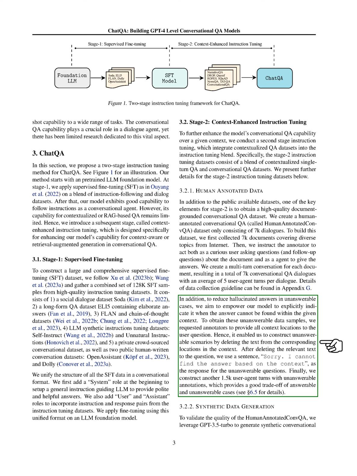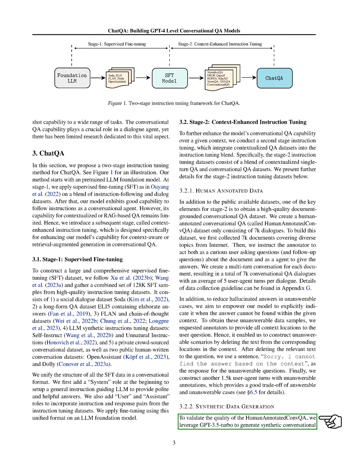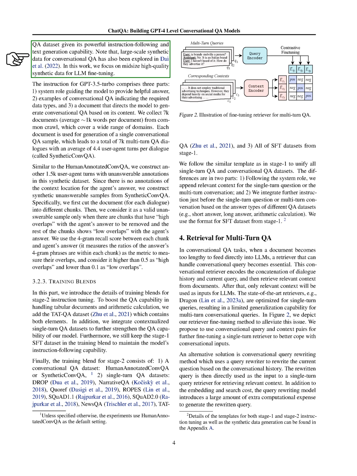Section: Synthetic Data Generation. We're going to simplify and explain the process of creating synthetic data for a conversational question and answer (QA) dataset using a powerful tool called GPT 3.5 Turbo. This tool is great at following instructions and generating text, which makes it perfect for our task. We're not the first to use synthetic data for conversational QA, but our focus is on creating a medium-sized, high-quality dataset for fine-tuning large language models, LLMs.